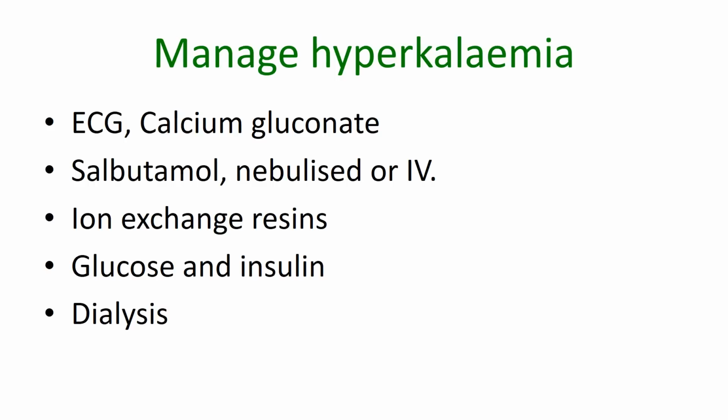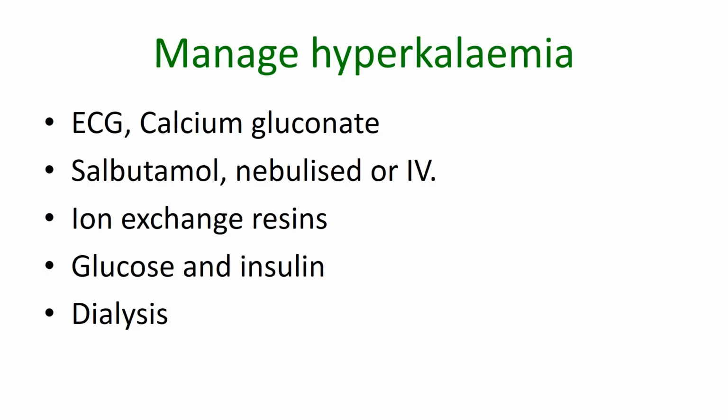Now, if we've got a bit more time, then we can give ion exchange resins. For example, calcium resonium. These are given orally and will attract potassium into the ion exchange resin, so the potassium will be excreted via the gastrointestinal tract.